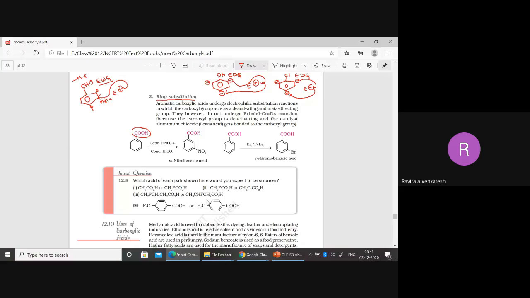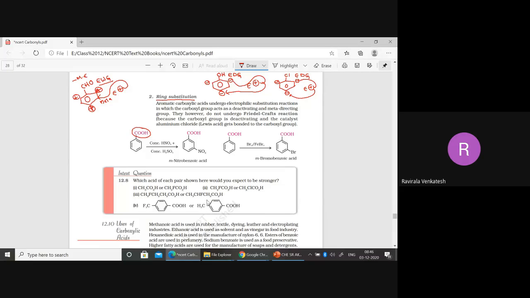But what happens when there is an electron withdrawing group? At the ortho position, what are we getting? Positive character. At the para position, what are we getting? Positive character. Now, the electrophile being positive, can it attack the ortho or para position, beta? Is it possible? In this case, no, sir. The electrophile being positive, for electron withdrawing groups it cannot attack the ortho or para position.